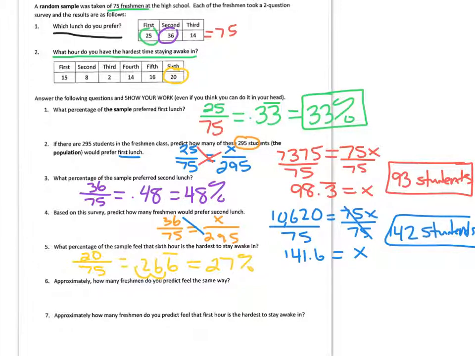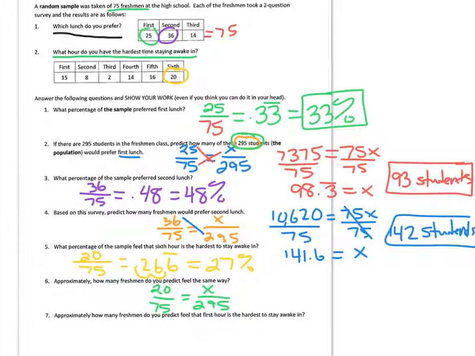All right, approximately how many freshmen do you predict feel the same way? So now if we want to make the prediction, that's when we set up our proportion. So the first ratio is from the survey. So we had 20 students that thought sixth hour was the most difficult out of the 75 that were surveyed. The total number of students was up here, 295 freshmen, and the total goes on the bottom, and then x is going to go on the top.